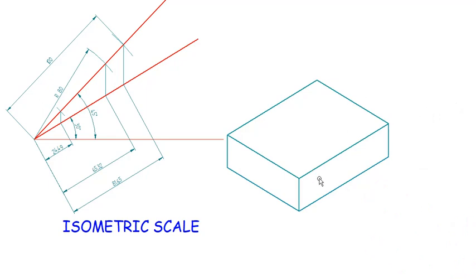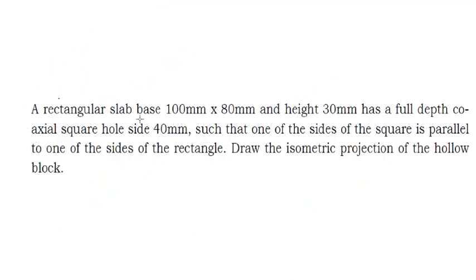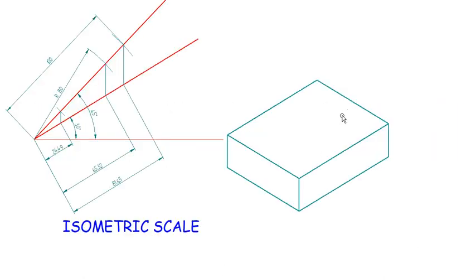Next thing, we need to make a square hole of side length 40 such that one of the sides of the square is parallel to one of the sides of the rectangle. So first thing is I need to find the center. So I'm going to take the midpoint. I need to find the center line. Like this I'm going to draw it.